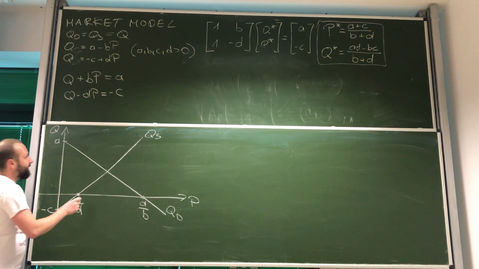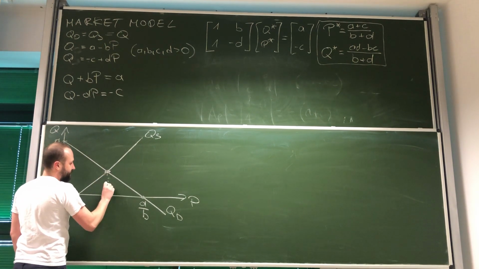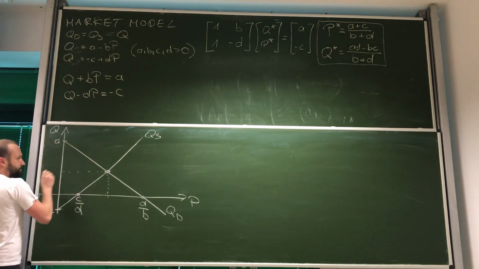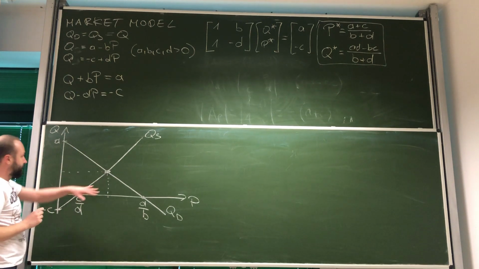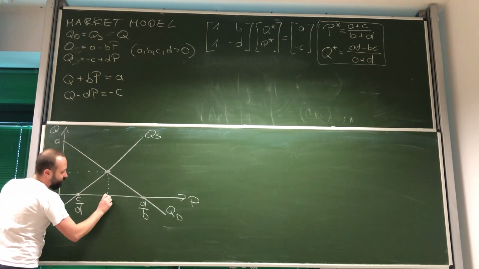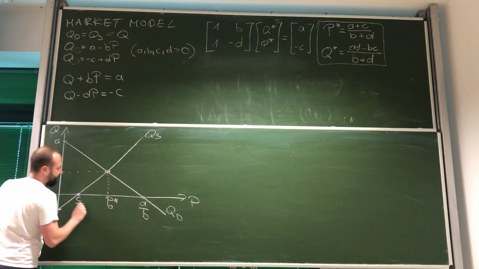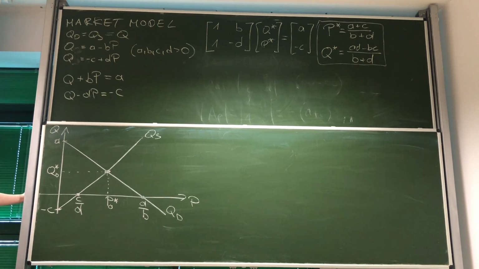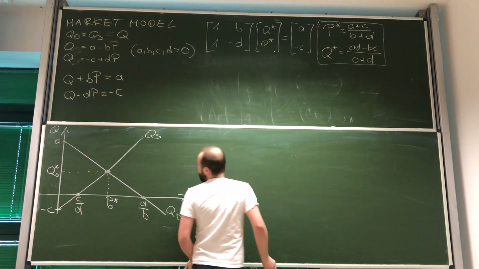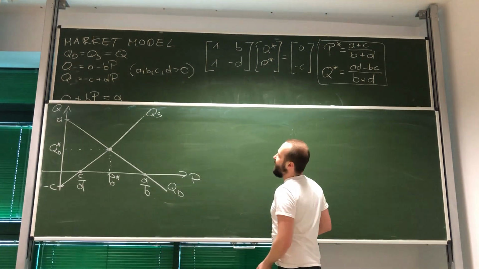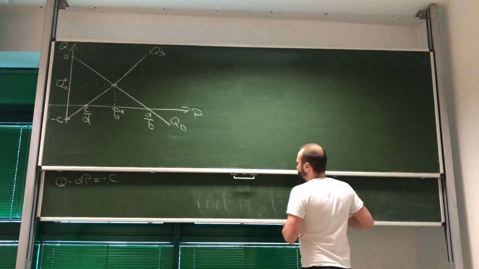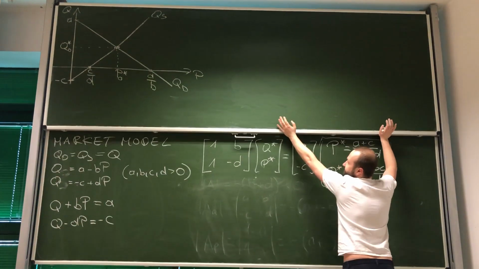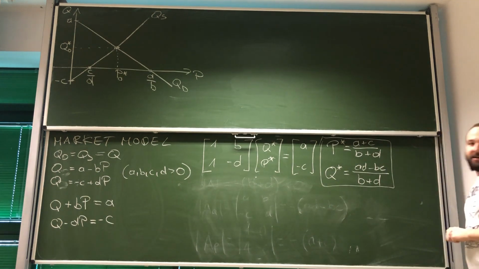And look, at the intercept of demand and supply, of course, we've got equilibrium price and equilibrium quantity. Okay, so what do we want to learn now? What if one of the parameters that we've got in our model is going to change?